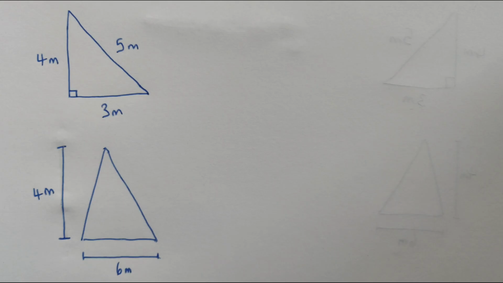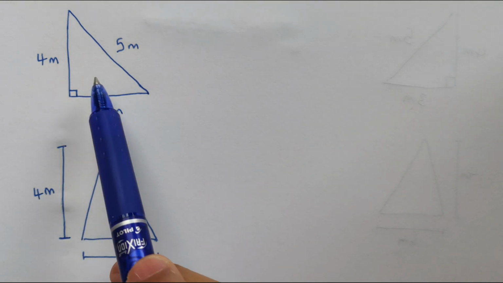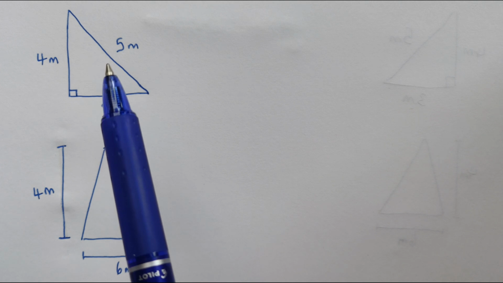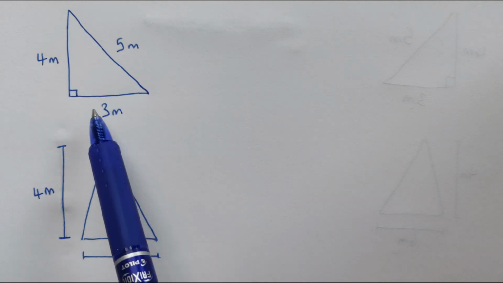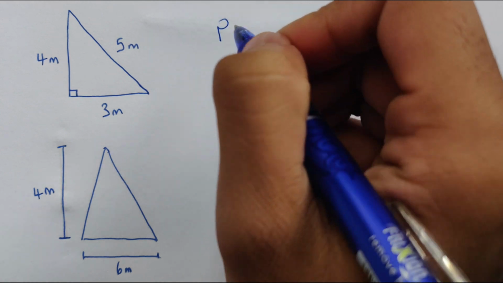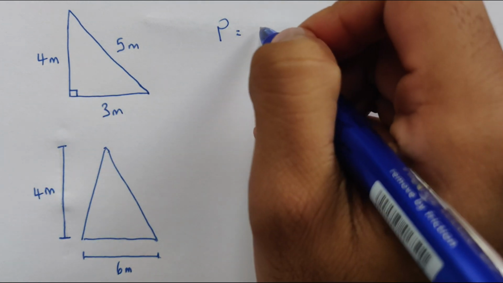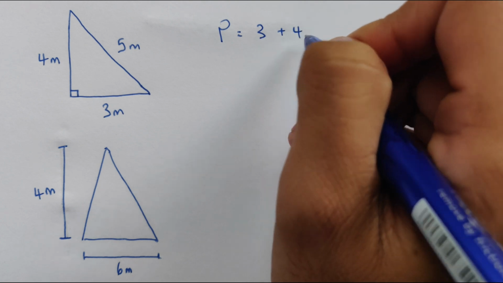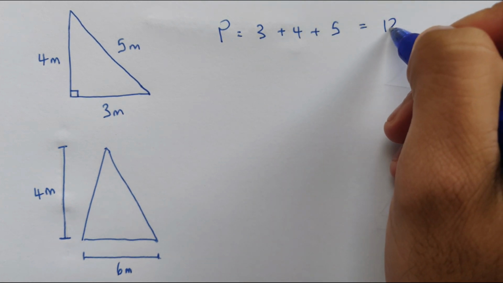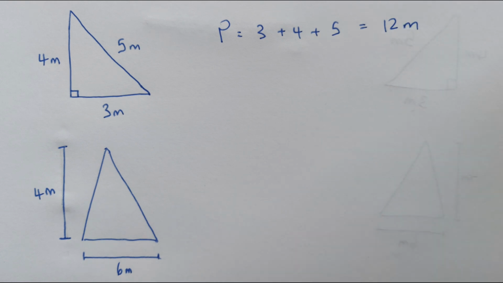Now let's look at two examples of triangles. So, for the first triangle, let's calculate its perimeter. So to calculate the perimeter of a triangle, it's simply adding the lengths of all its sides together. So let's call the perimeter P. And for this triangle, the perimeter will equal 3 plus 4 plus 5, which equals 12, and the unit of meters.